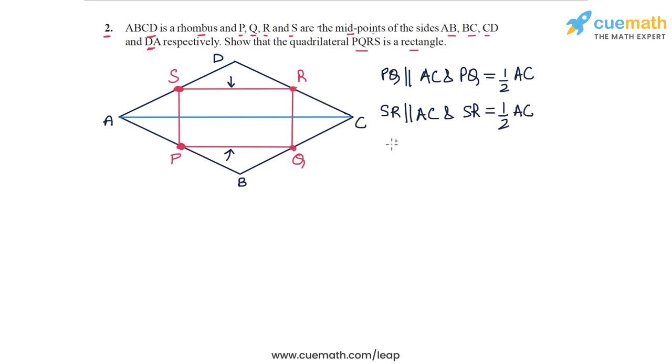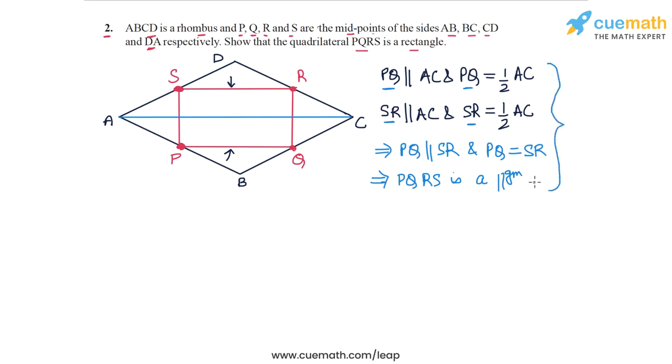From these two relationships, we get PQ is parallel to SR, and also PQ is equal to SR. This means that in quadrilateral PQRS, one pair of opposite sides is parallel and equal. So PQRS is a parallelogram. This is the first step of the solution, and this sequence of steps is what we did in question number 1. If you want to understand this part in more detail, you can go back to question 1 of this exercise and watch that video.